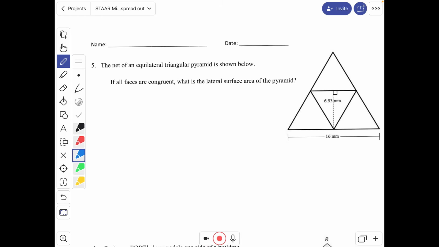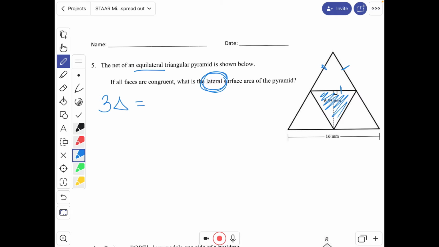Number 5. The net of an equilateral triangular pyramid is shown below. If all faces are congruent, what is the lateral surface area of the pyramid? Okay. Equilateral means that they're all the same size, so all the sides of the triangles are equal. And it says that all the faces are equal, so all 4 of the triangles are the same. And it just wants the lateral surface area, so that means not the base. That means not the bottom one, so only 3 triangles.